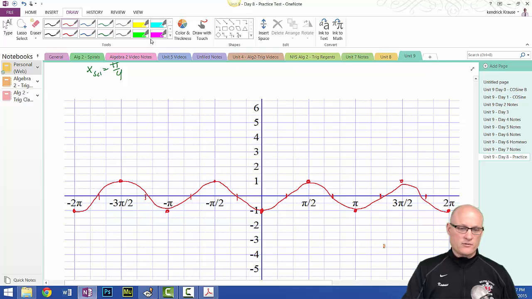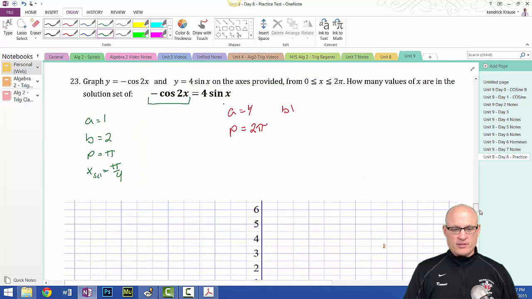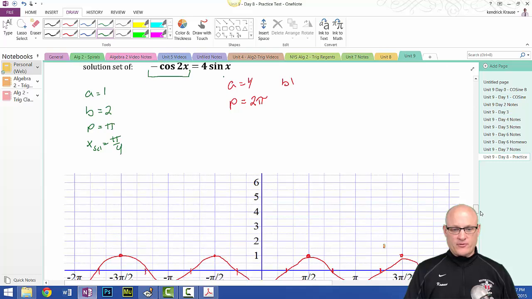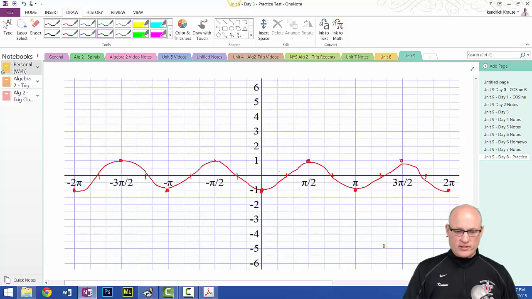All right, switch to green. Now green doesn't move up or down. It's got an amplitude of 4, but it's going to finish a full sine curve in 2 pi. So it's going to start here at 0, in the middle it'll be at pi, and at the end it'll be at 2 pi. So remember, the zeros are every other one.